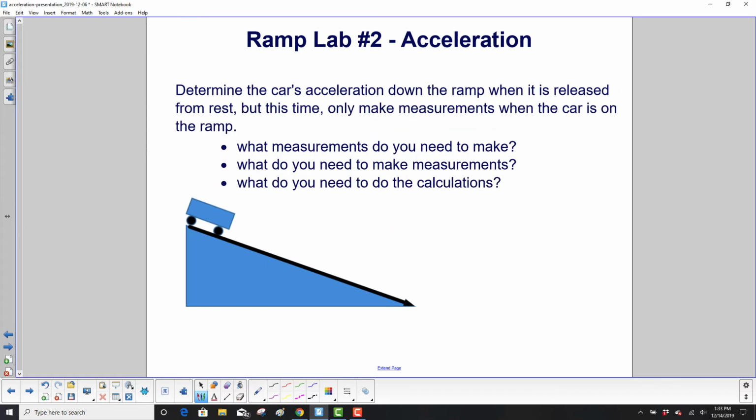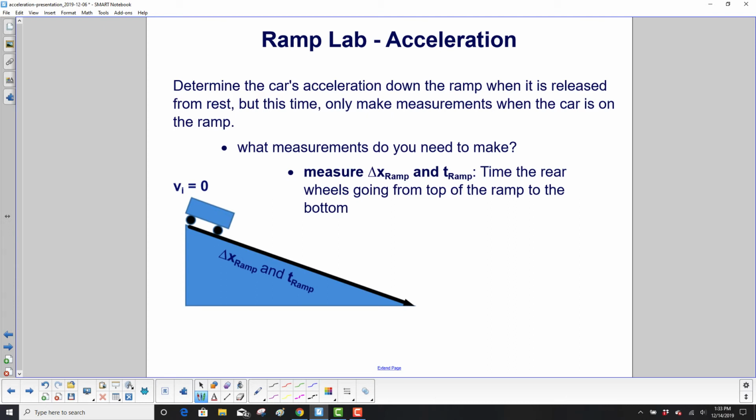Once again, we will ask and then tell you, what measurements do you need to make? What do you need to make the measurements? And what do you need to do for the calculations? So please take a couple minutes and write down your thoughts on that, pause the video, and come on back.